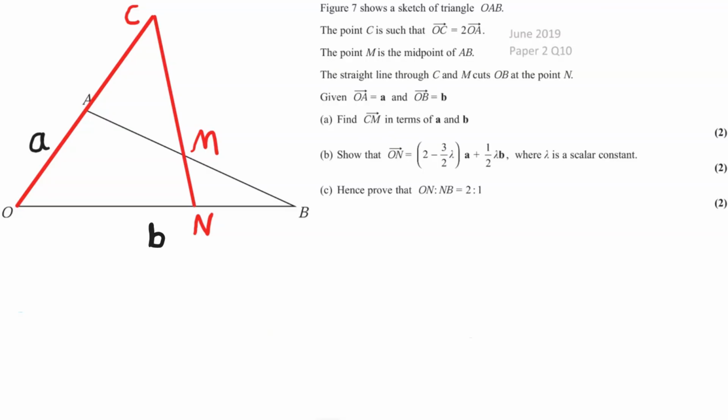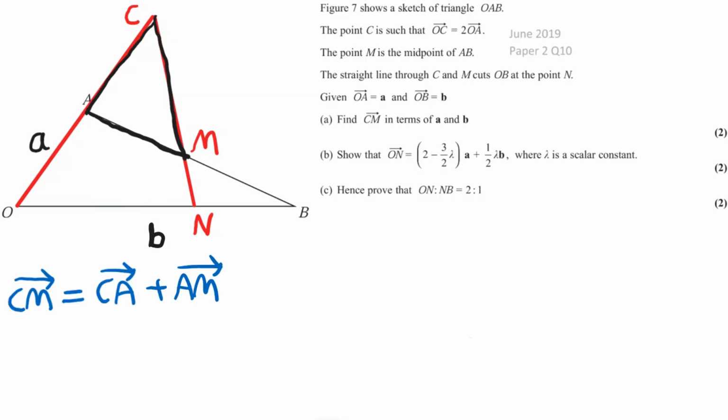So how do we find this? So we need to go from C to M. So to go from C to M, we're first going to go from C to A, so CA, and then we're going to go from A to M, so AM. So CM is equal to CA plus AM. Okay, so let's break down each of these vectors to show what's going on individually.